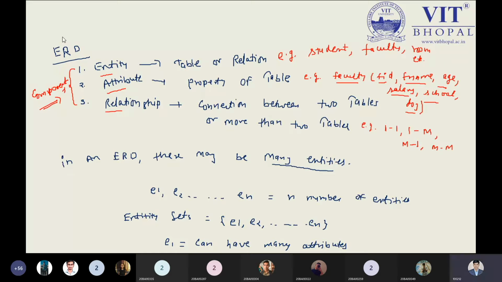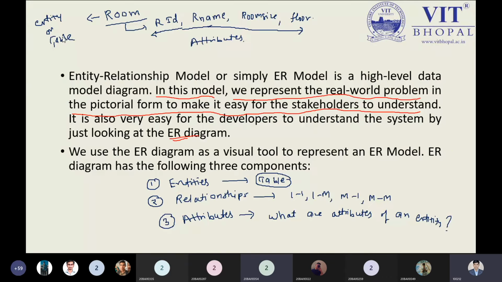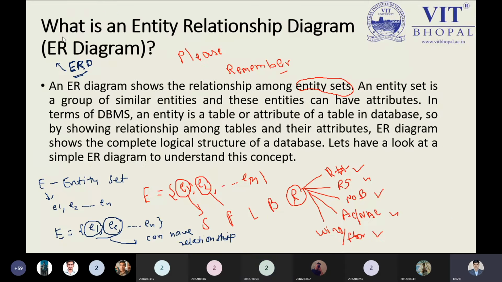Sir, it was written that entity sets are basically collections of similar kinds of entities. So, sir, what are similar kinds? Where it is written similar kind of. In the previous slide where entity sets was written. Yes, similar entities means an entity set is a group of similar entities, which means it should have some meaning.